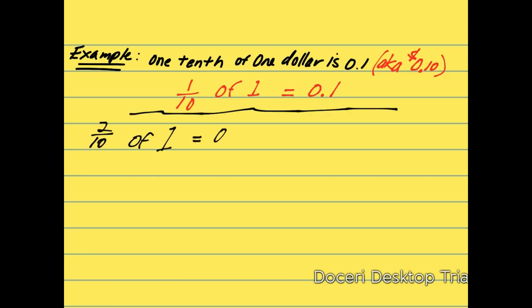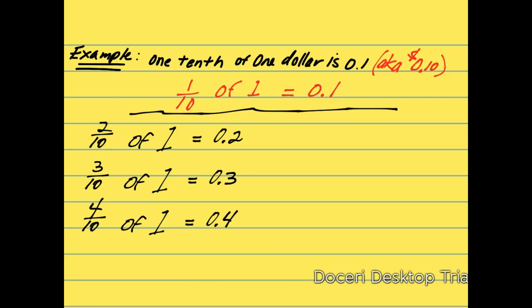So let's carry this forward. 2/10 of 1 whole is the same as 2/10. 3/10 of 1 whole is the same as 3/10. I think you're seeing the pattern here. 4/10 of 1 whole is 4/10. You write it just like that. I'm going to break this down for you right now.